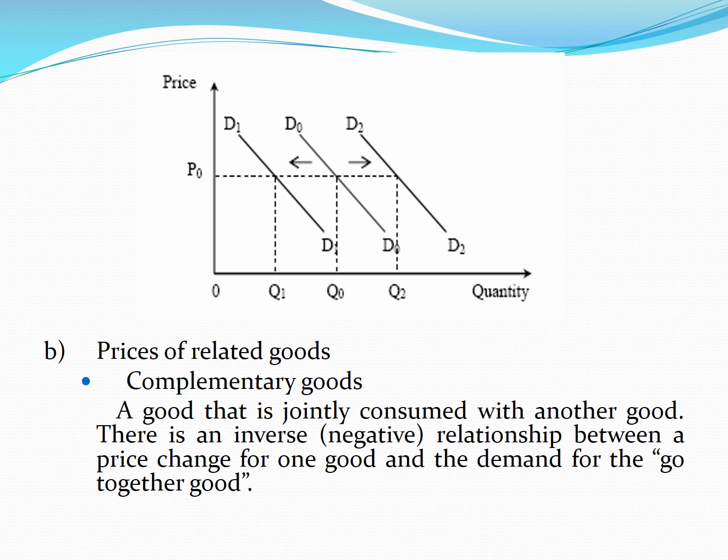So it is an inverse, negative relationship between the price change for one good and demand for the go-together good. For example, if the price of the ink increases, so QD for ink will drop. As a result, the demand for printer will drop.